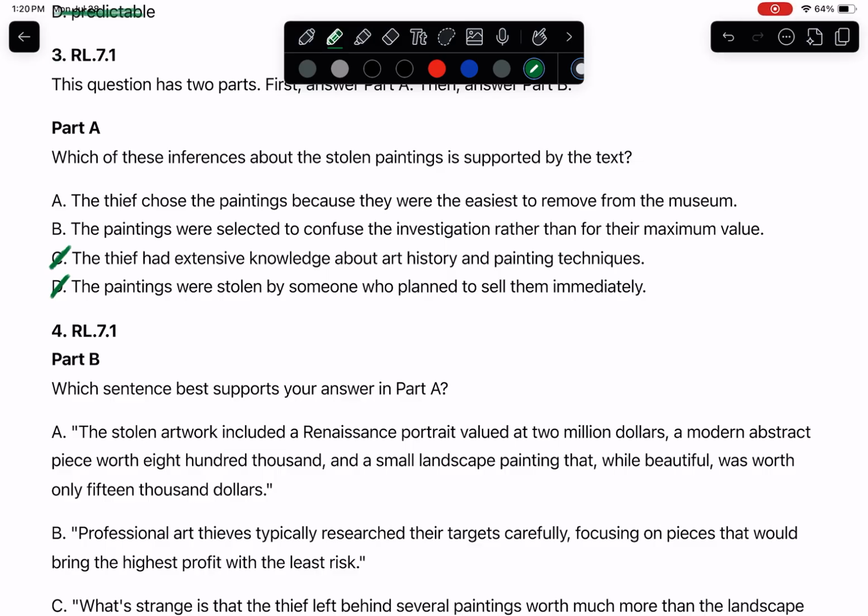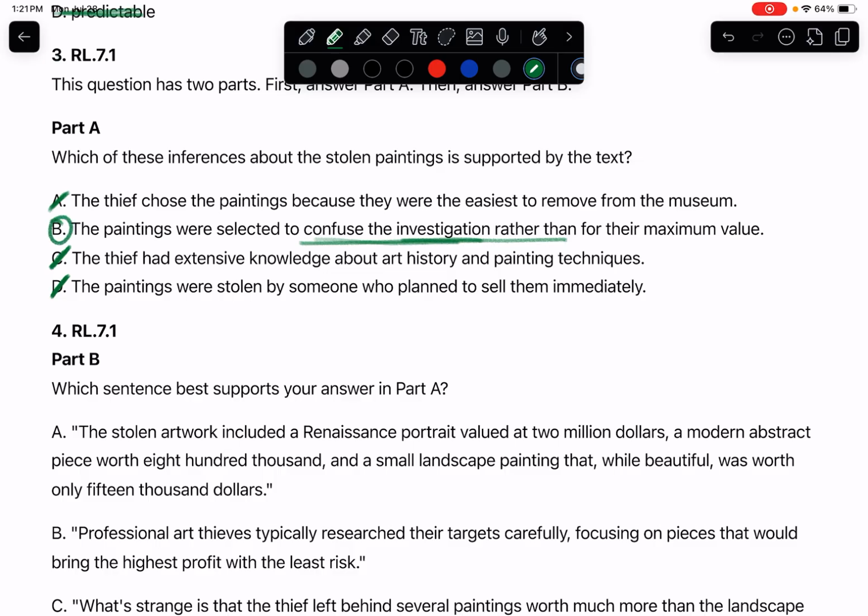So again, which of these inferences about the stolen paintings is supported by the text? The thief chose the paintings because they were the easiest to move. He didn't really talk about that or focus on the movement of them. He focused on them to confuse the investigators, so it will seem more random.